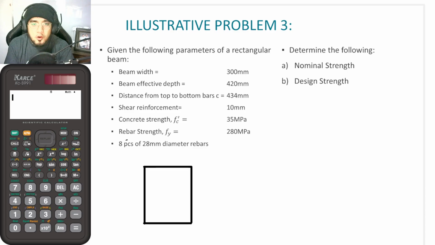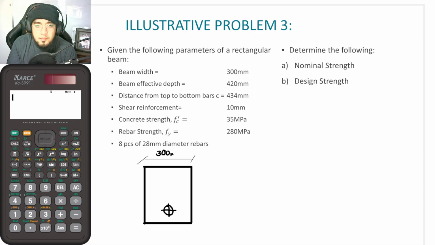And instead of drawing 8 pieces of 28 mm rebars, I would just draw one whole rebar here that represents the whole. Okay. So when I say whole, I mean W-H-O-L-E, whole 8 pieces, not whole as in butas or H-O-L-E. Anyway, it is given in the problem that the beam width or the beam breadth is equal to 300 millimeters.